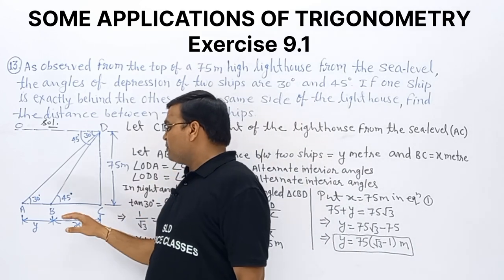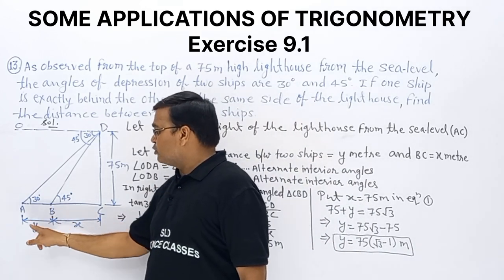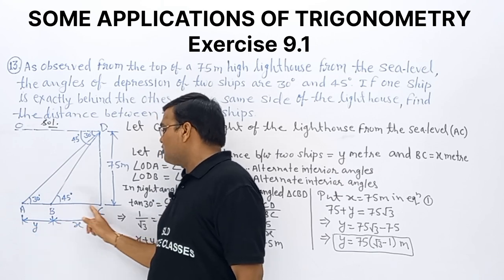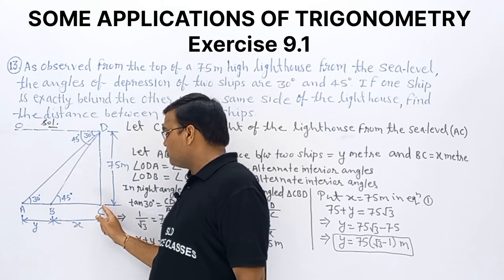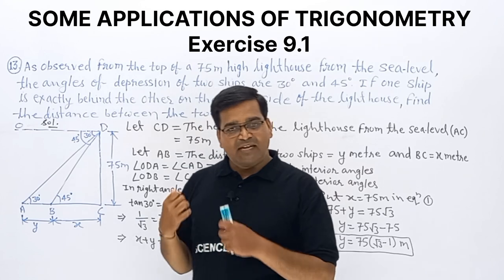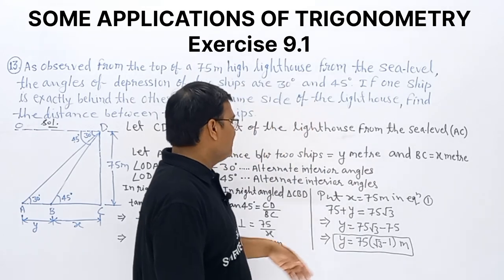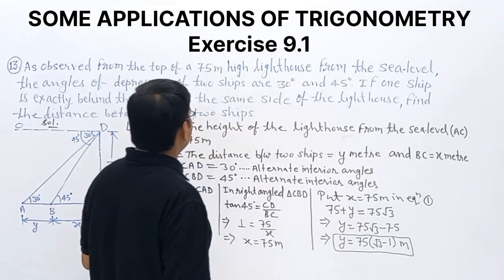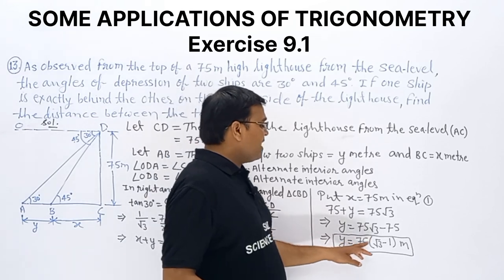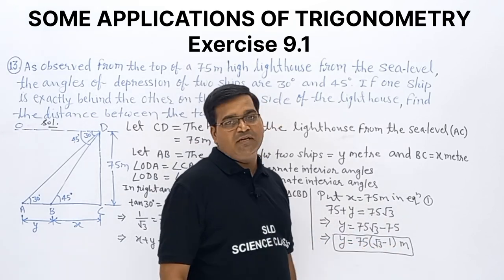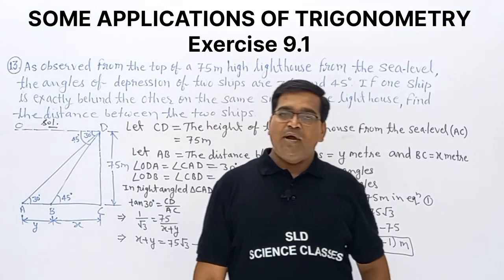So for finding these, first we are assuming distance between both ships is y meter, and distance between this ship and this point will be x meter, and solving the equations, we are getting distance between the two ships will be what? 75 into square root of 3 minus 1 meter, and this will be the required result.